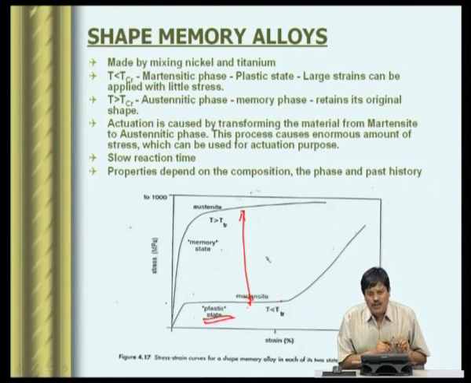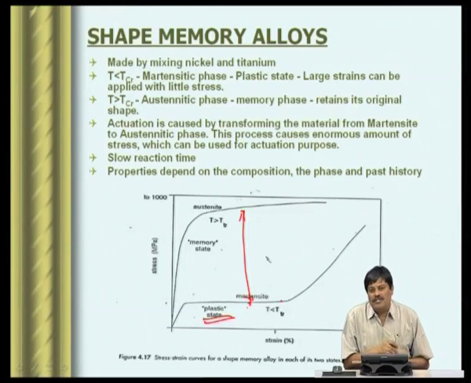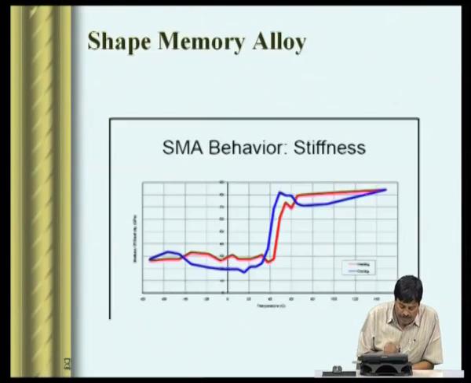So, basically the actuation principle here is the phase transformation from the martensite phase to the austenitic phase, and the properties depend upon the composition. It is basically made from mixing nickel and titanium, and some amount of copper is also used to actually enhance the performance of these alloys.